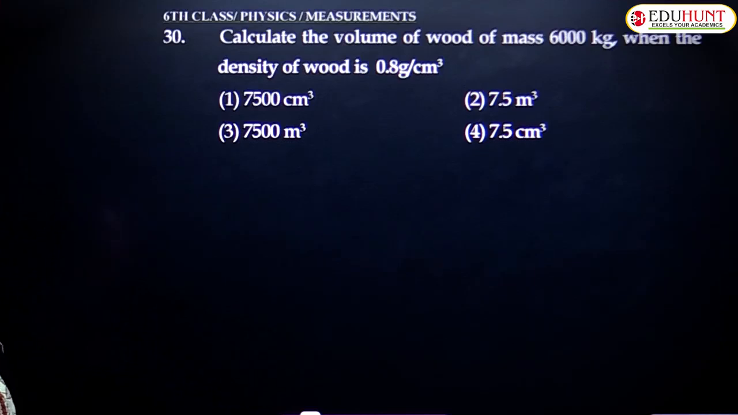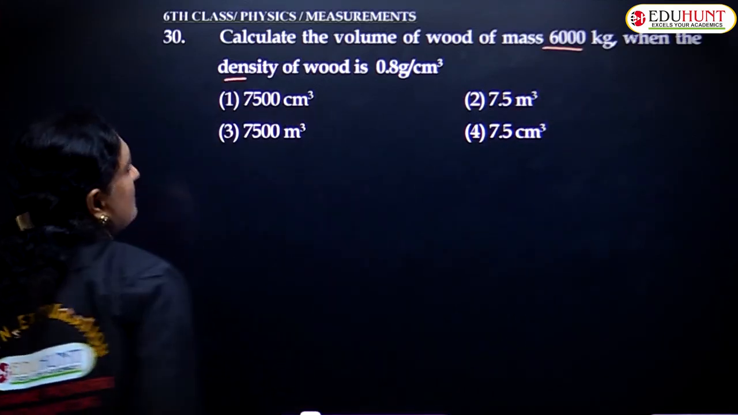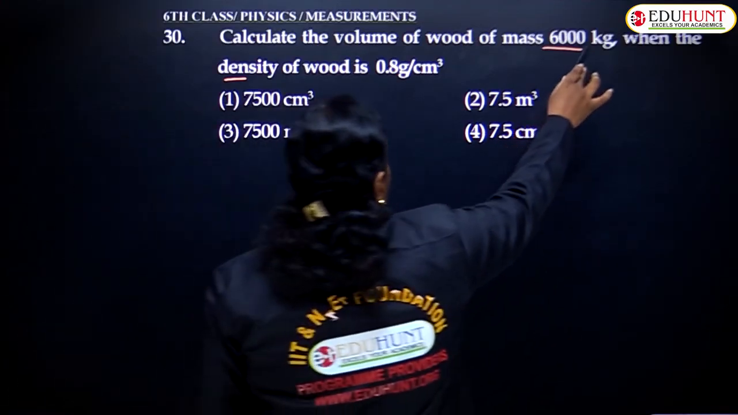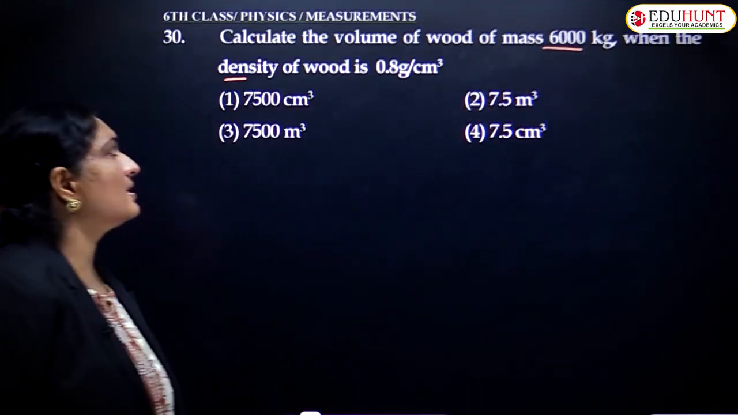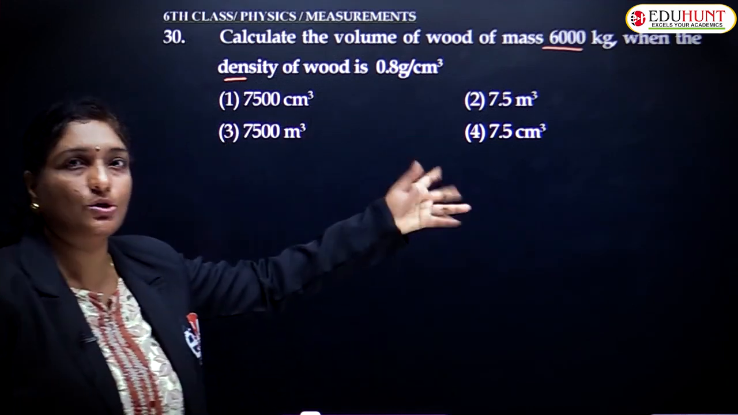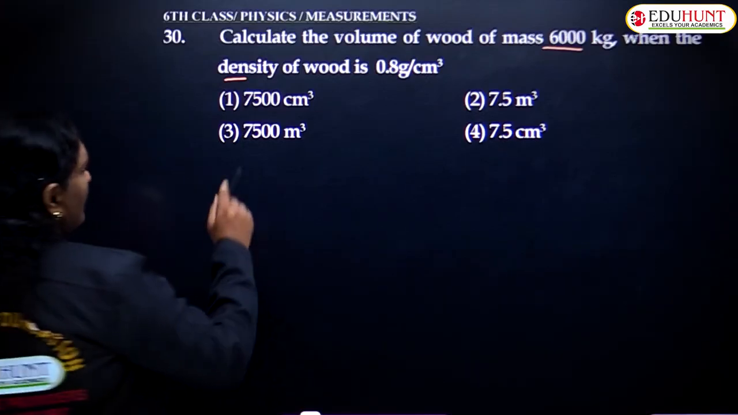Calculate the volume of wood of mass 6000 kg when the density of wood is 0.8 gram per centimeter cube. What is given? Mass is given and density is given. You are asked to find out volume. But look here children, here it is given in kg whereas here it is given in gram per centimeter cube. Options have both meter cube and centimeter cube. So any one thing we'll go with and then we'll convert it.